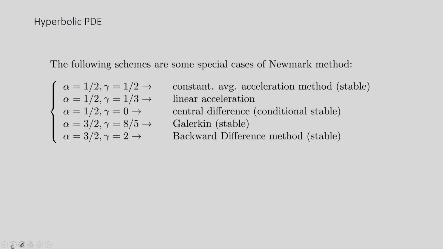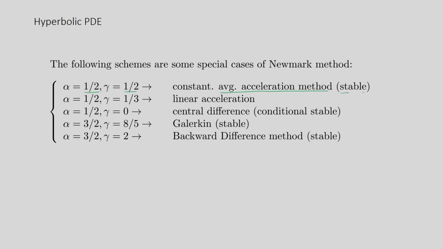Now here I have shown the different schemes depending upon the different values of alpha and gamma. As I said, these schemes have different properties like stability, consistency and accuracy. So depending upon different problems, we take up different methods.